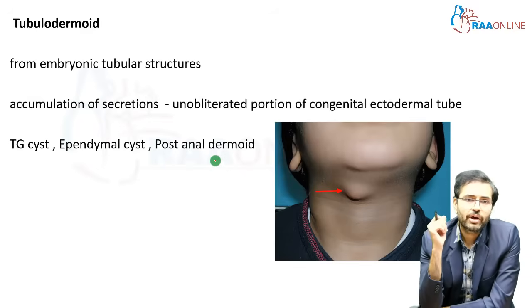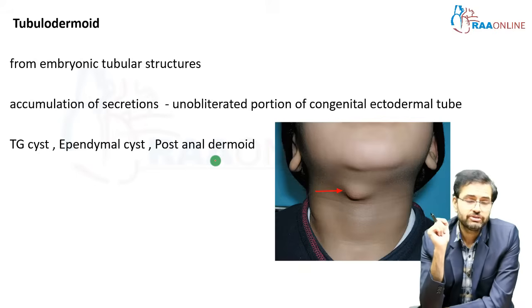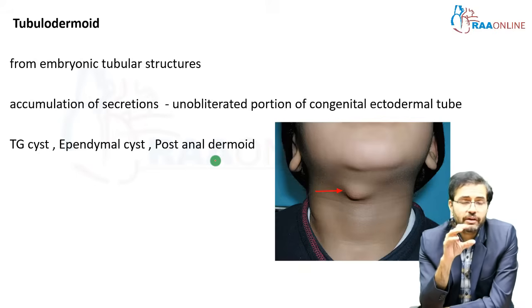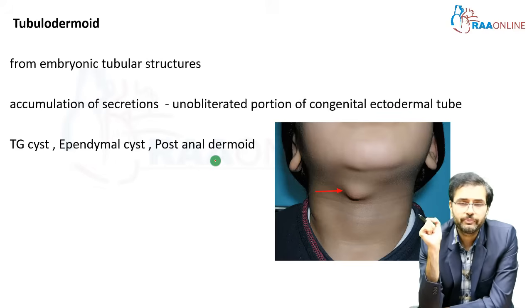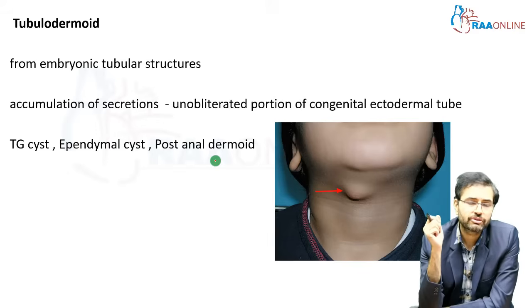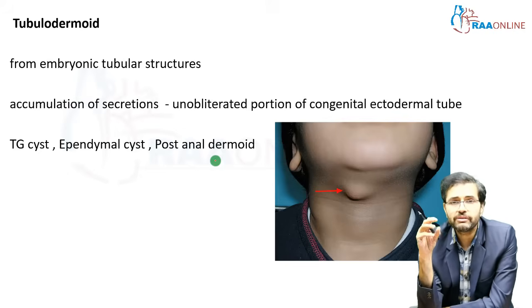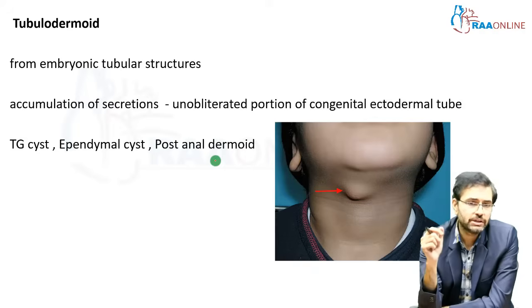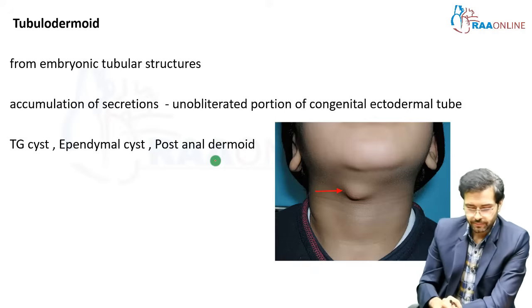A second type of dermoid is a tubulodermoid. Tubulodermoid arises from embryonic tubular structures. It is characterized by the presence of secretions which arise from the epithelial lining of these tubular structures. These tubular structures generally tend to get obliterated over a period of time, and if they persist, it leads on to tubulodermoids. The most common example is a TG cyst or thyroglossal cyst, which is because of the persistence of a portion of the thyroglossal duct. Other examples would be an ependymal cyst and post-anal dermoids.